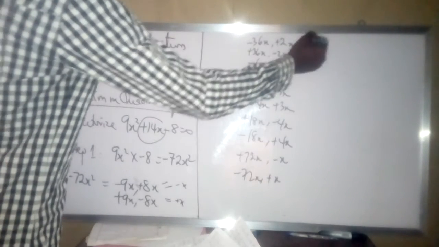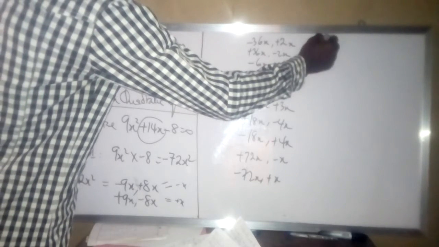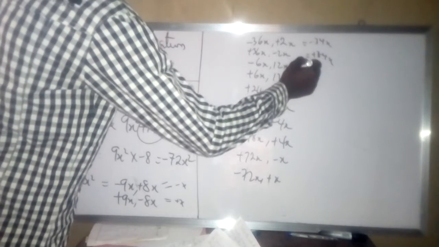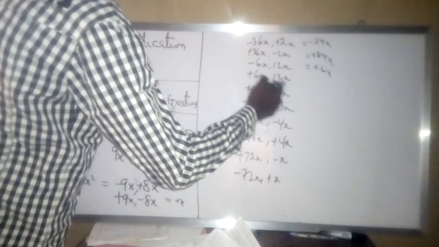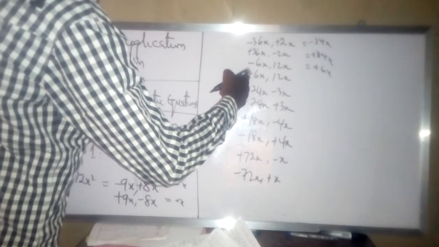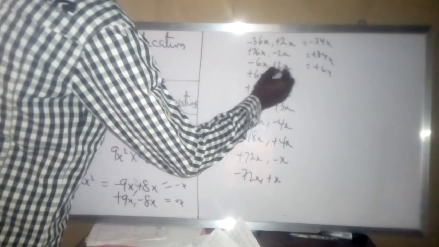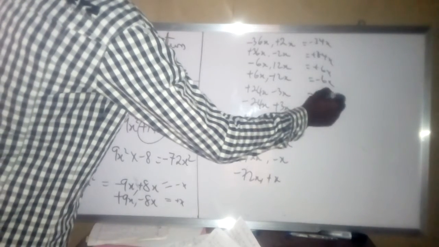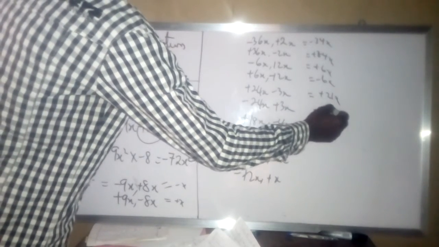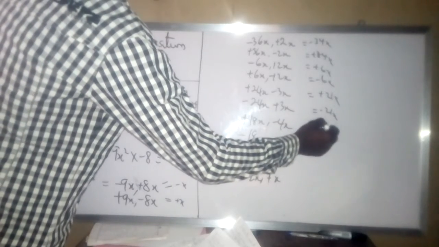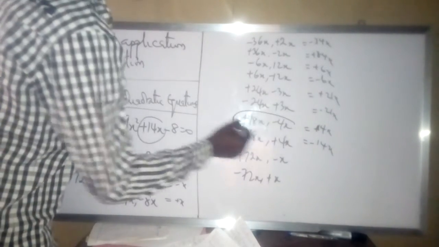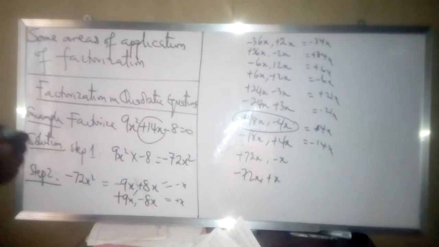This one will give us minus 34x. This one will give us plus 34x. This one will give us plus 6x, then minus 6x. This one will give us plus 21x. This one will give us minus 21x. This one will give us plus 14x. This one will give us minus 14x. So obviously, without wasting our time, this will give us the one we are looking for. That is plus 14x. Okay?